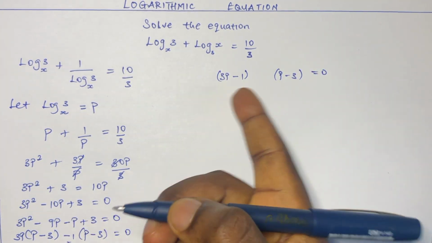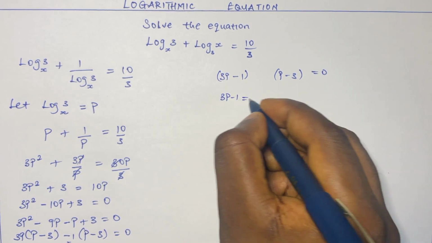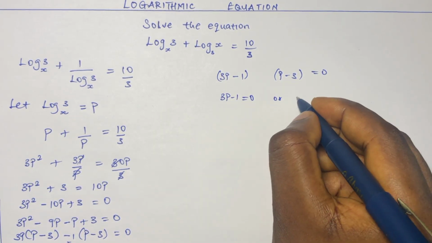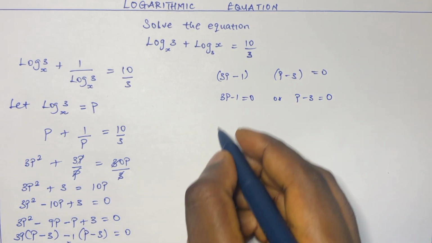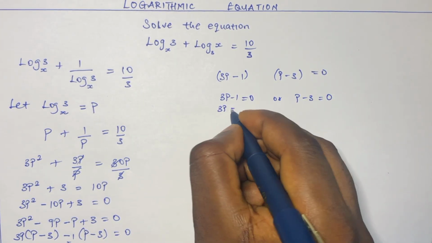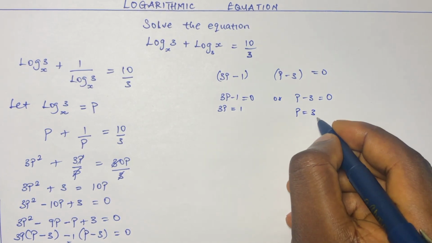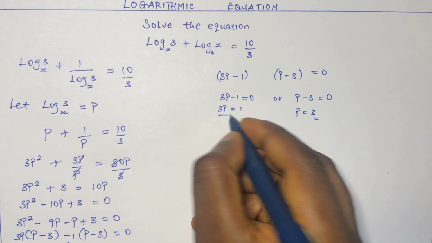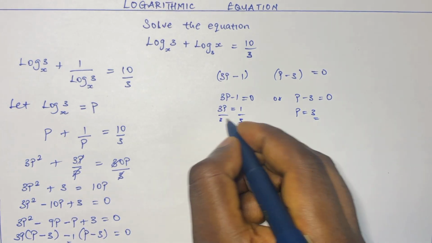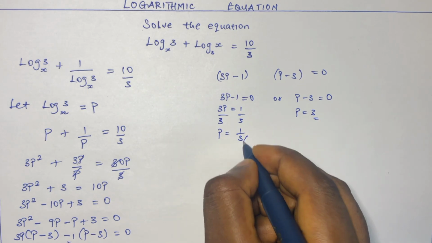So now we're going to make each of them stand alone. So we'll have 3p - 1 will be equal to 0, or p - 3 will be equal to 0. And so 3p will be equal to 1, while p will be equal to 3 in this case. But then we're going to divide all through by 3, right? So p will be equal to 1 over 3.